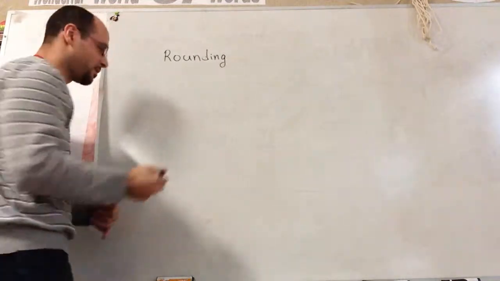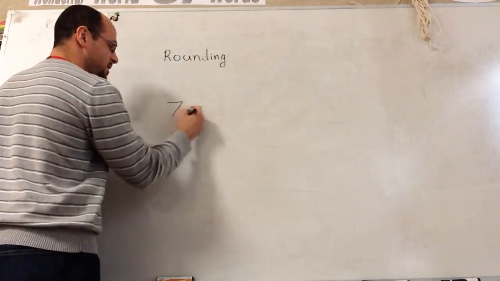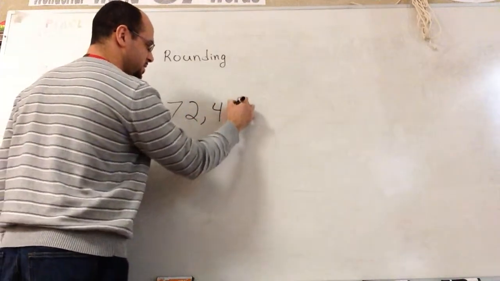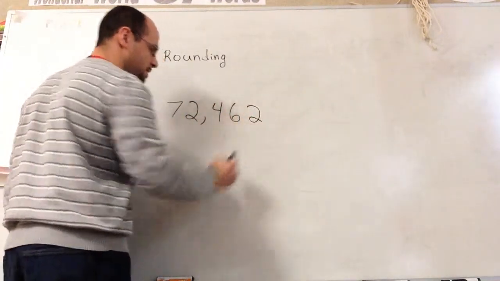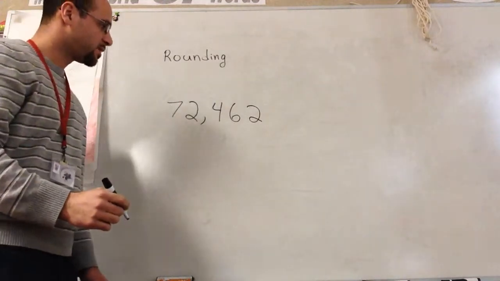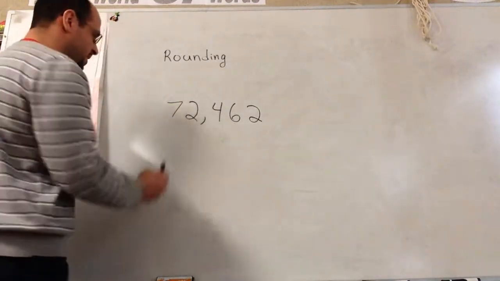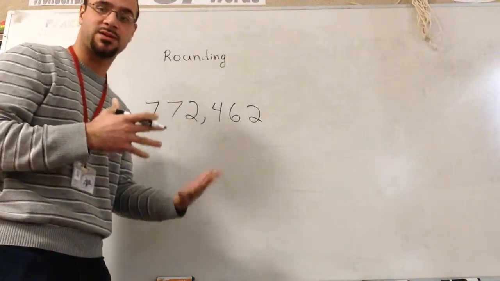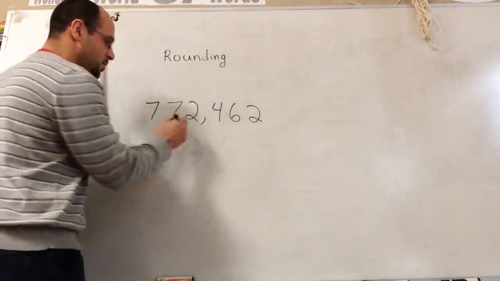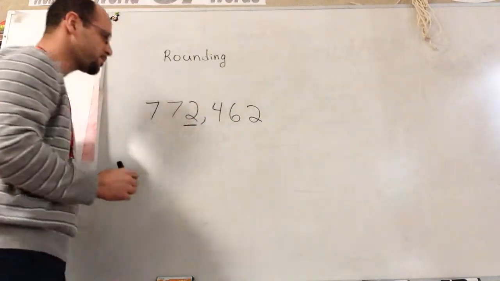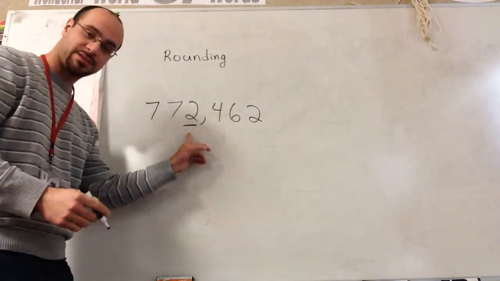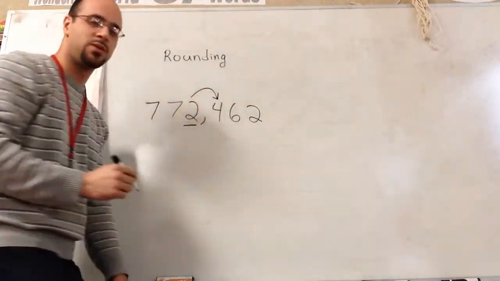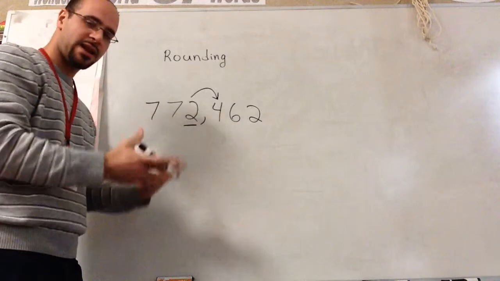Let's try an even greater number. 72,462. Okay? I'm going to go now to the thousands house. Well, let's make it even bigger. Let's put 772,000 because it doesn't really matter how large your number is as long as you're following the rules. So I'm going to go to the thousands now. First thing I want to do is underline my house. Second thing I want to do is check my neighbor and see what the rule is. 4 or less, let it rest.